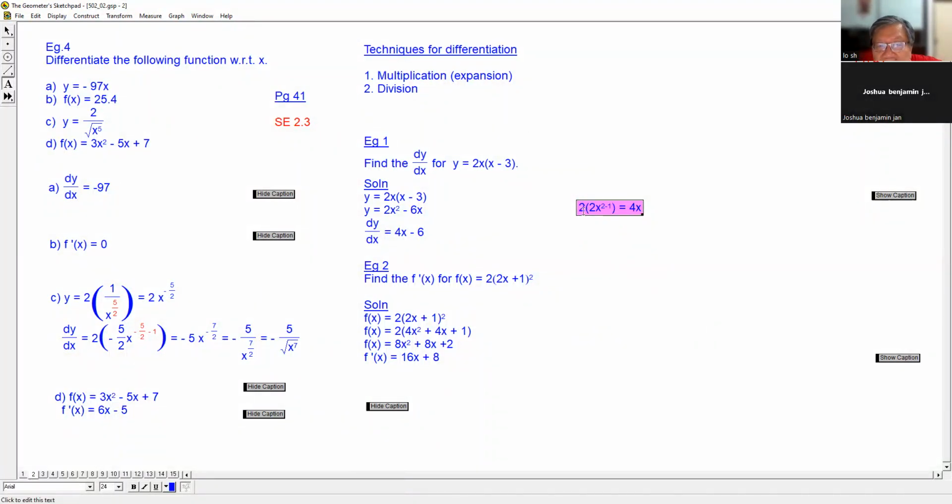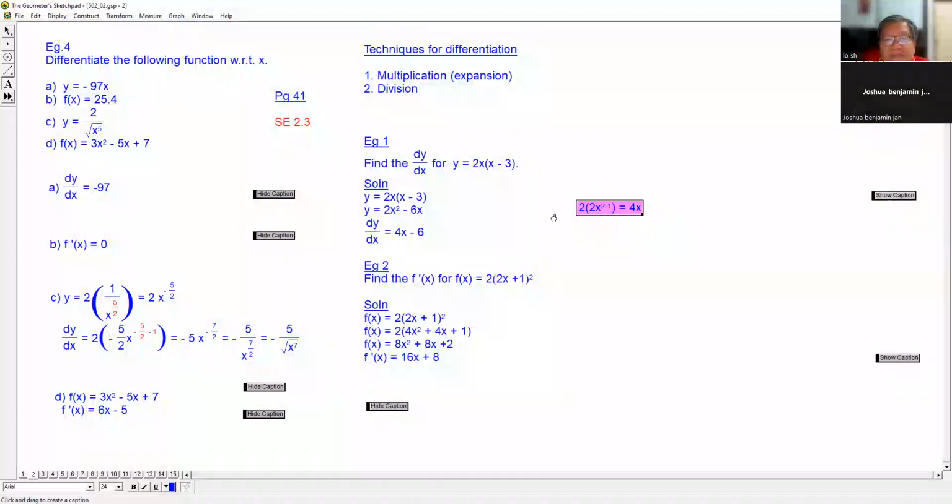Originally there's a 2 there, so it's a 2. Then you have to bring down the 2 some more. The second 2 here is from the power. The first 2 is from the original 2 here. Then the power, after differentiating, you must reduce by 1. So 2 minus 1 is 1. X to the power 1, no need to write down. So it's 4x. Differentiate negative 6x, it becomes negative 6. This is the special case.